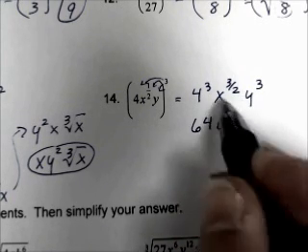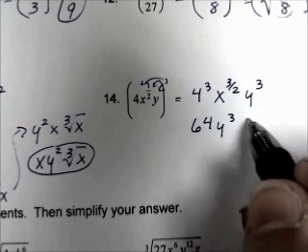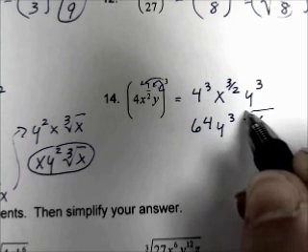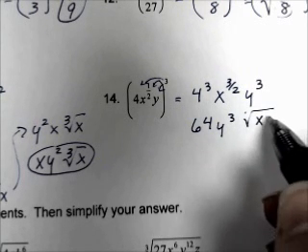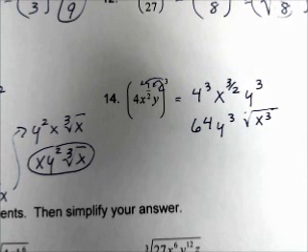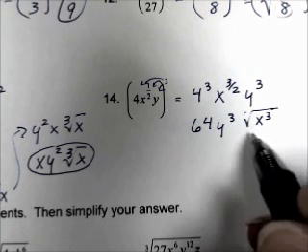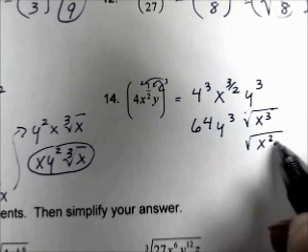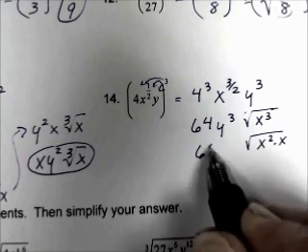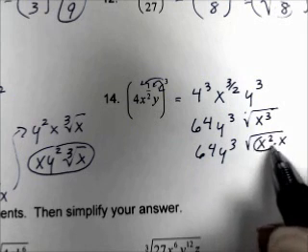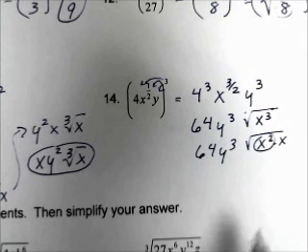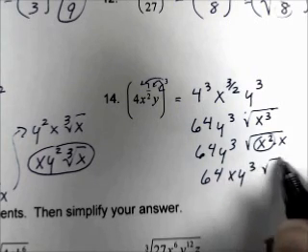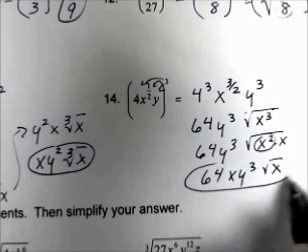Y to the 3rd. Now the x to the 3/2, that means the square root of x raised to the 3rd. All right, and if I write it this way, let's simplify this. What part of x to the 3rd is a perfect square? Well, x squared is. Copy everything else down. We'll take out the square root of x squared, which is x. So we have 64 x y to the 3rd, square root of x remains.